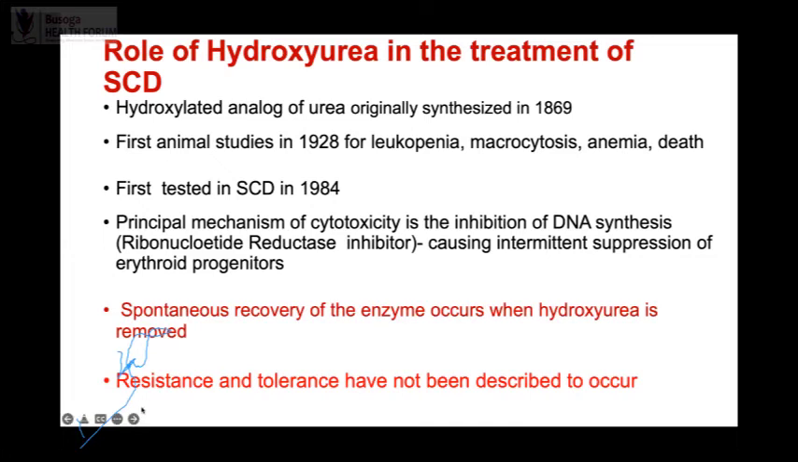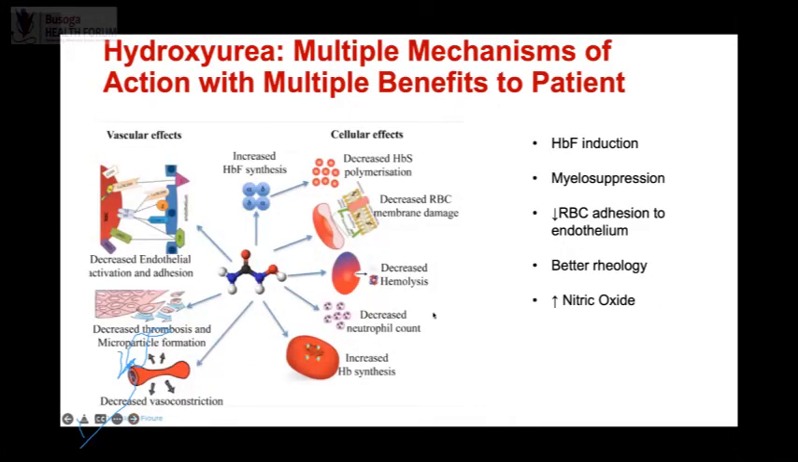So like I said, it has multiple mechanisms of action. It has multiple effects, so it has multiple benefits to the patient. It reduces the degree of polymerization, so the polymers don't form. It decreases damage to the red cell. It decreases hemolysis. It decreases the neutrophil count, so the blood becomes less viscous. It increases hemoglobin F synthesis. It decreases vasoconstriction. It protects the endothelium, okay? So it protects against the endovascular damage that we have seen in sickle cell disease.